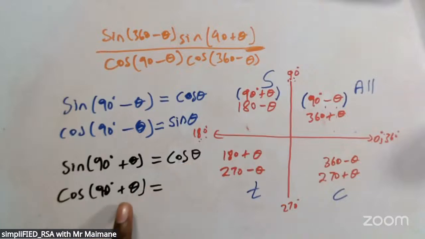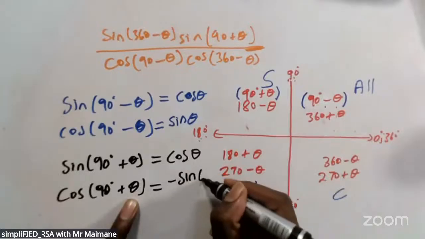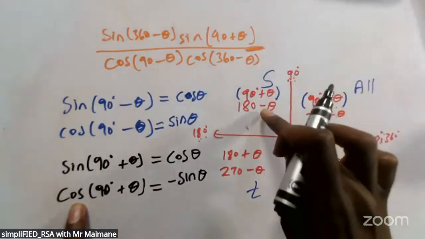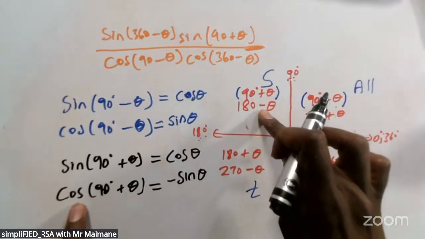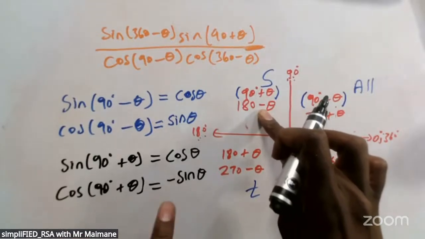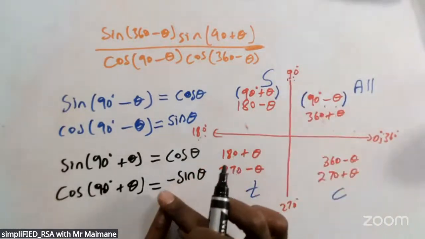So what would be cos of 90 degrees plus theta? Would it be negative sine? Negative sine? So you see, you are not guessing it, you are using your understanding. Because cos is negative in the second quadrant. So it was about cos in the second quadrant, although it changes to sine. But since it's about cos, it changes to negative sine, although sine is positive in that quadrant, because it is about cos.